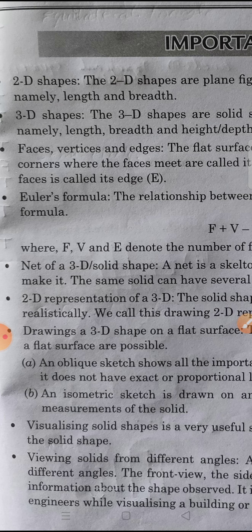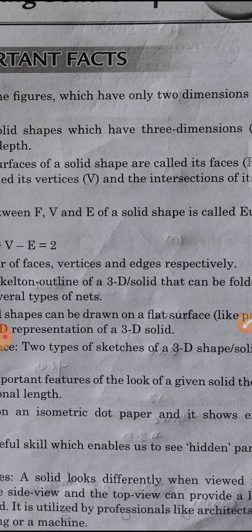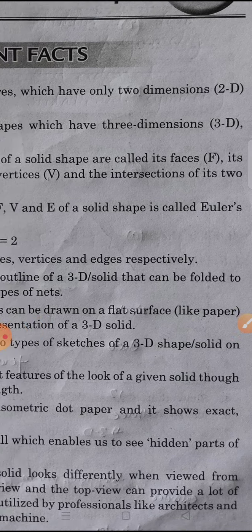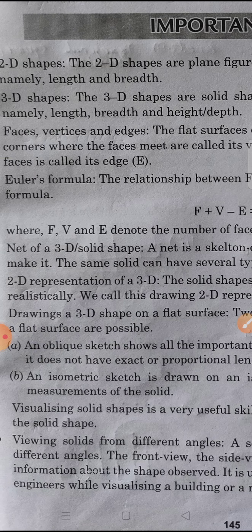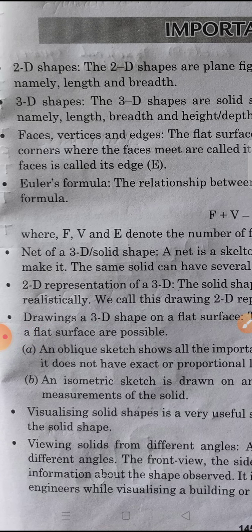First type, an oblique sketch, shows all the important features of the look of a given solid though it does not have exact or proportional lengths. So, oblique and isometric. Second is isometric. These are the two methods by which we can draw solid shapes, 3D shapes. One is on dot paper, second is on graph paper.